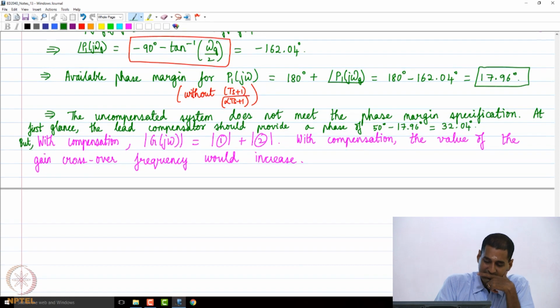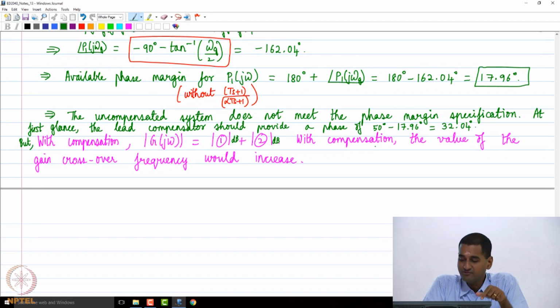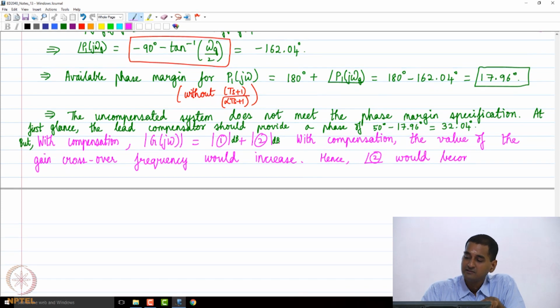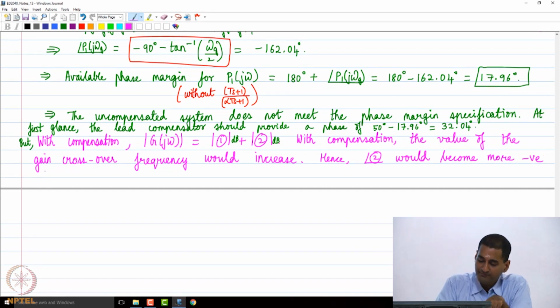With compensation, the magnitude of G(j omega) is going to be the magnitude of 1 plus the magnitude of 2, in decibels, right. So, with compensation, consequently the value of the gain crossover frequency would increase, okay. Hence, the phase of 2 would become more negative at the new gain crossover frequency.